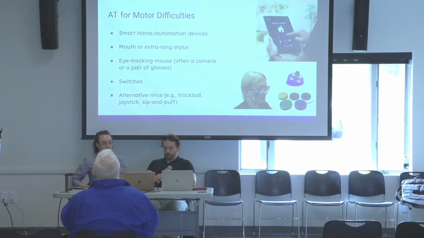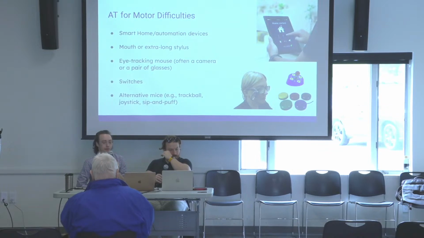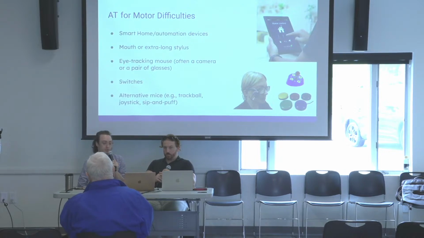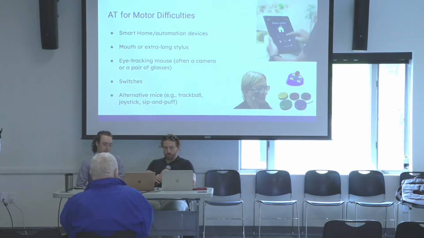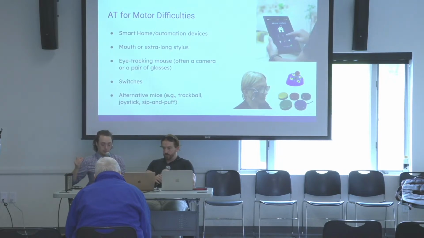AT for motor difficulties, we're looking at taking Amazon Alexa or other smart home hubs and connecting it to other things around your home. So when we saw in that first video the person turning on the lights with their voice, that is the combination of having an Alexa and having a smart light bulb, or perhaps a smart plug. It just connects to the Alexa wirelessly and allows you to use your voice to control if it turns on or off.